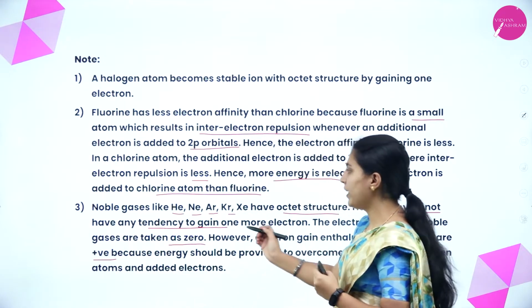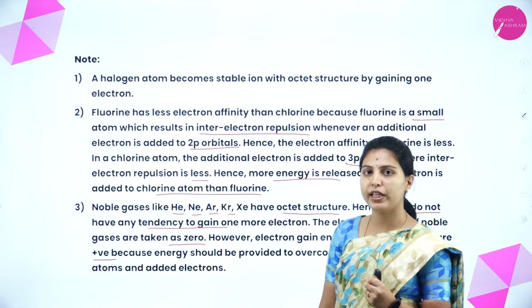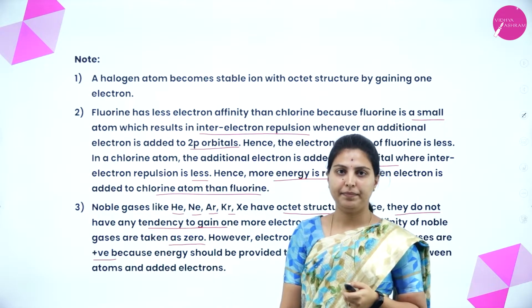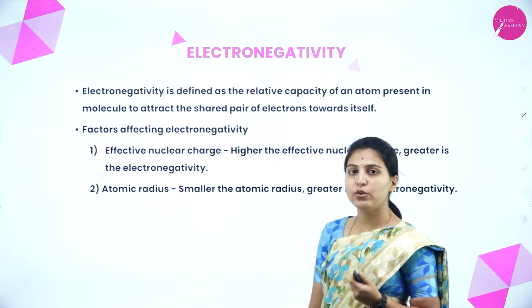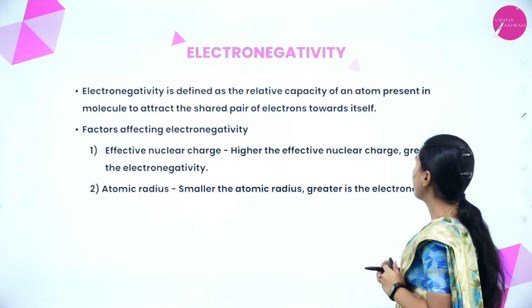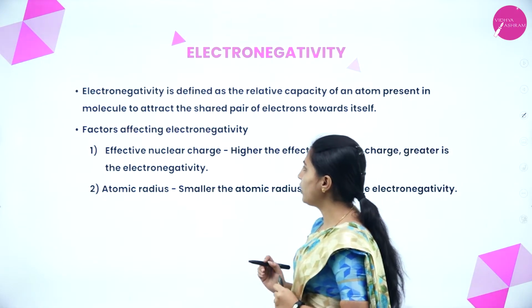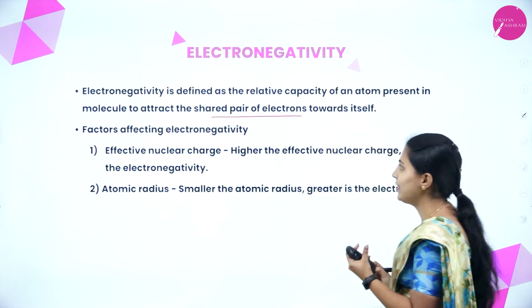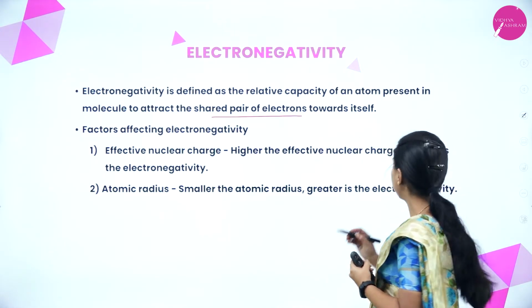That's why the noble gas, since it has an octet configuration, that energy will be represented by a positive sign. Next, we'll see electronegativity. Electronegativity is defined as the relative capacity of an atom present in a molecule to attract a shared pair of electrons towards itself.